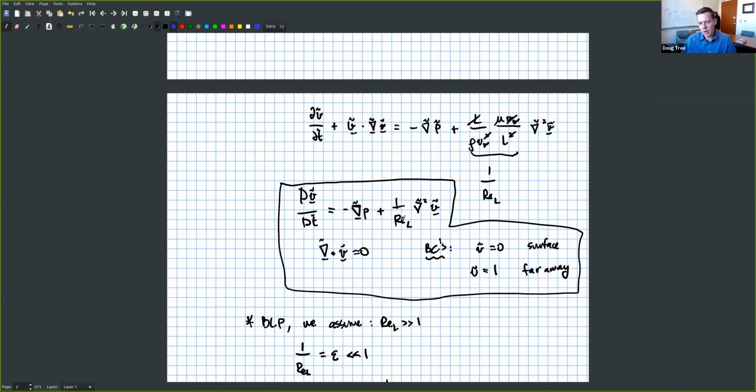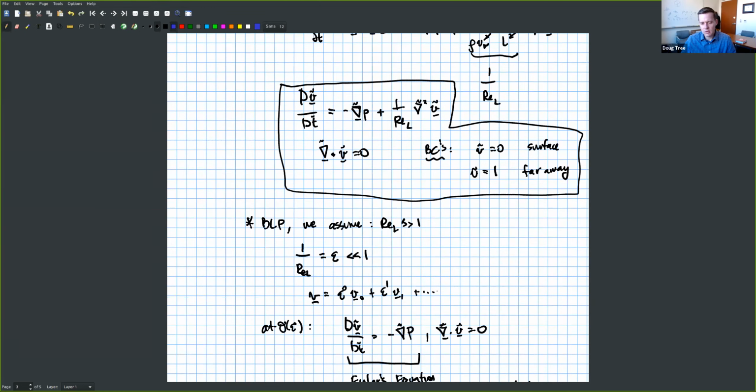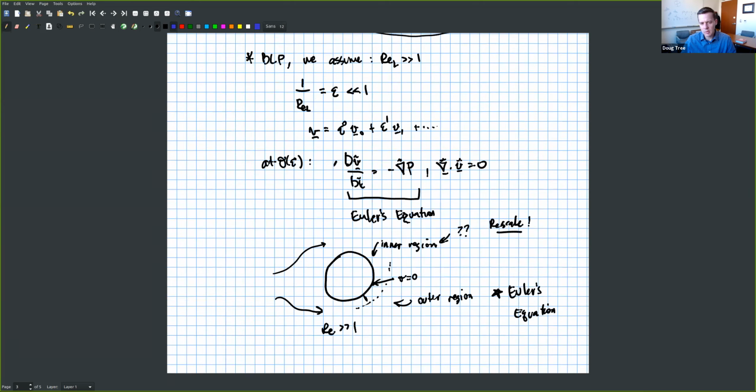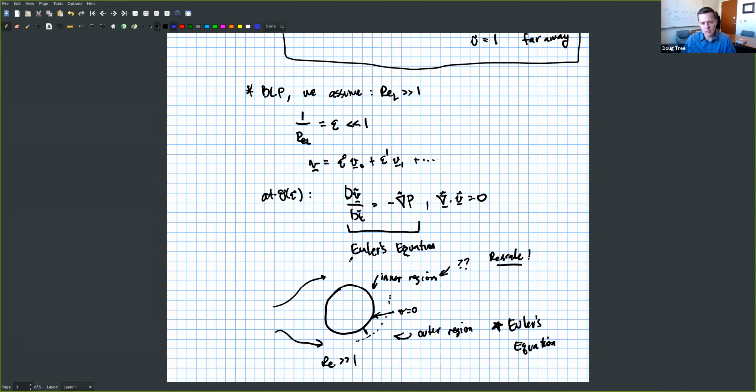And when we have high flow rates, like an object following a terminal velocity, or a car traveling fast, this Reynolds number is going to be high. And so this is going to be a small value, and so we can do a perturbation expansion to solve it. And at order 0 we get Euler's equation. And that's a singular perturbation problem. And so we're going to have 2 regions. And Euler's equation is going to apply in the outer region far away, where the Reynolds number goes to 0.